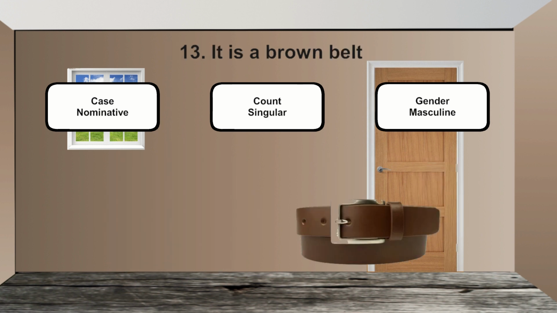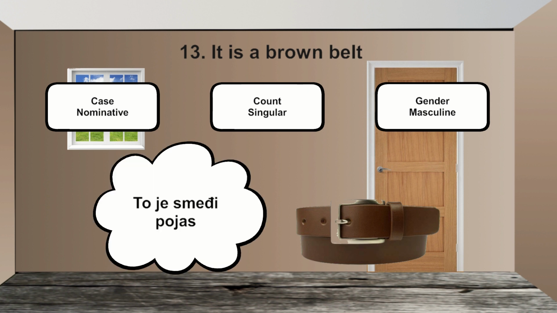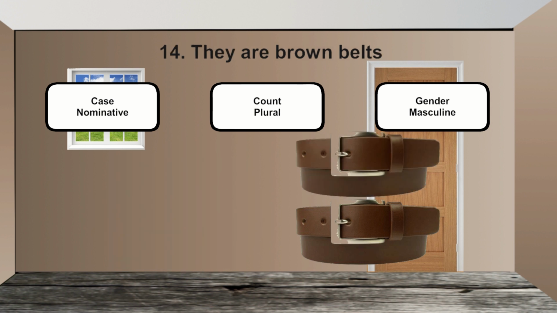Question 13. Pitanje 13. It is a brown belt. Masculine, singular. To je smeđi pojas. And again. To je smeđi pojas. Question 14. Pitanje 14. They are brown belts.